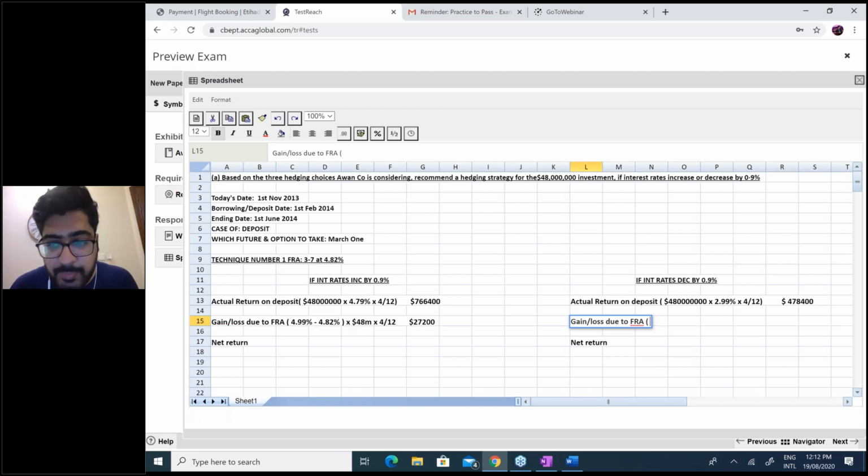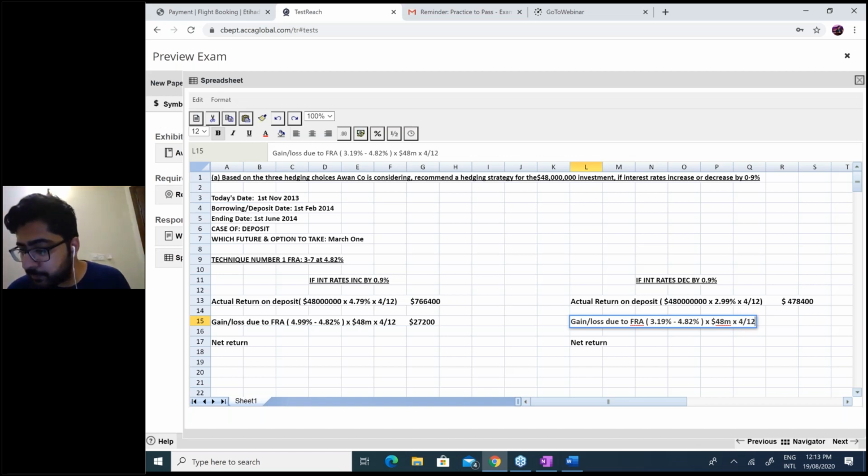Difference in rates. If rates decrease by 0.9, 4.09 was the interbank rate, and they became 3.19. But you did FRA at 4.82. This is the difference in rates into amount, $48 million, into time period. Let's calculate this: $260,800.